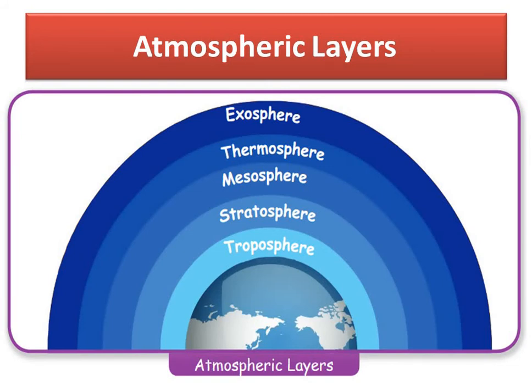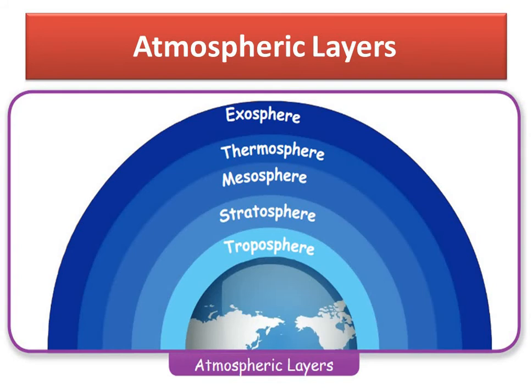The different atmospheric layers are given as a picture here. You can see the troposphere, which is very close to the surface of the earth. And you know, children, all the weather changes occur in the troposphere, followed by stratosphere, mesosphere, thermosphere, and the last one is the exosphere.